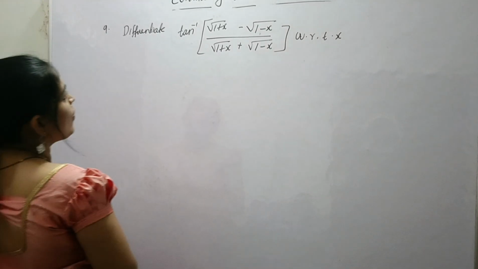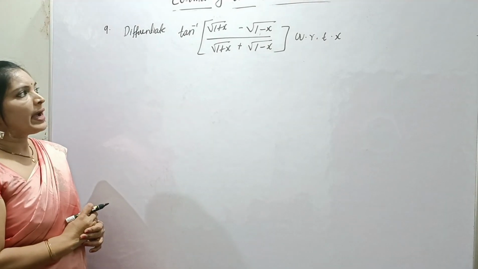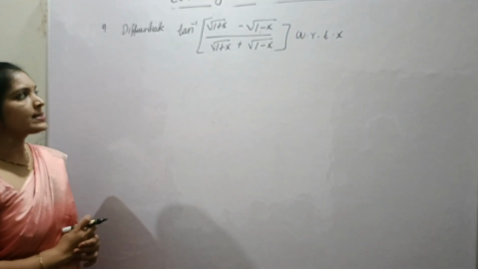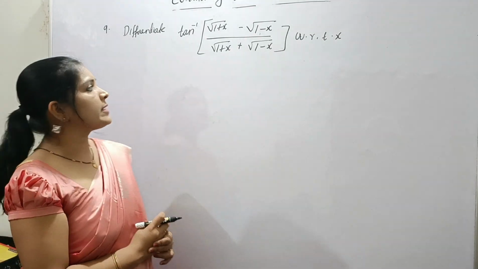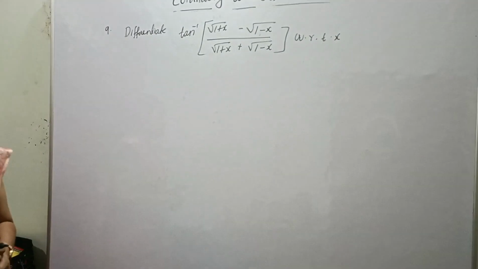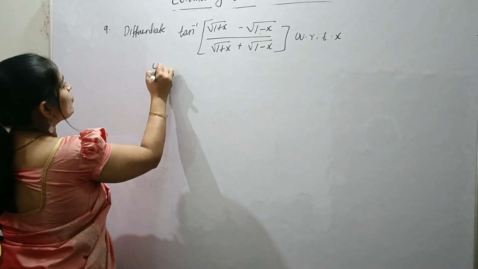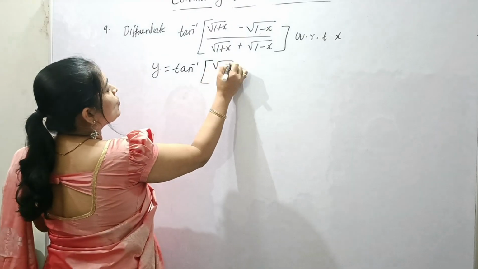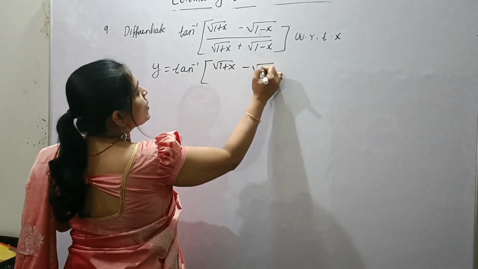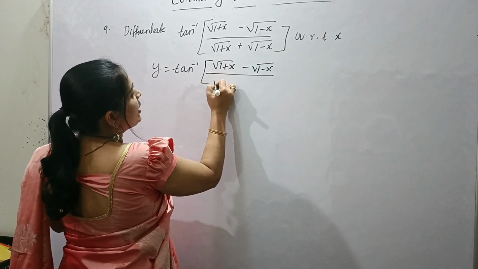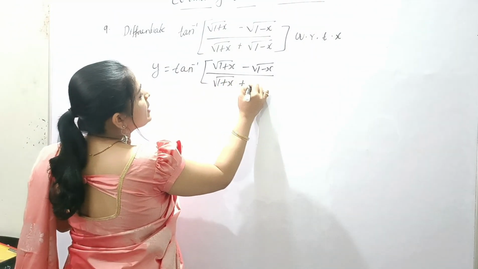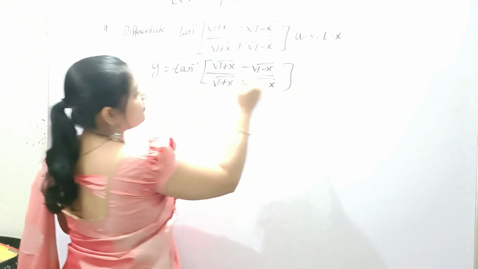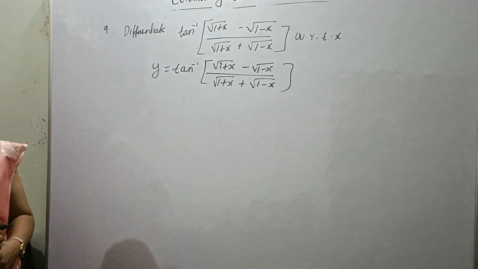Differentiate tan inverse of root 1 plus x minus root 1 minus x divided by root 1 plus x plus root of 1 minus x. Okay, so let's take y is equal to tan inverse of root 1 plus x minus root 1 minus x divided by root 1 plus x plus root 1 minus x. We have to find dy by dx.